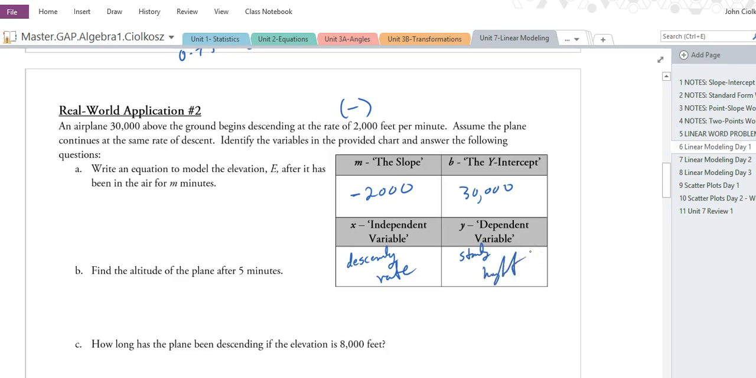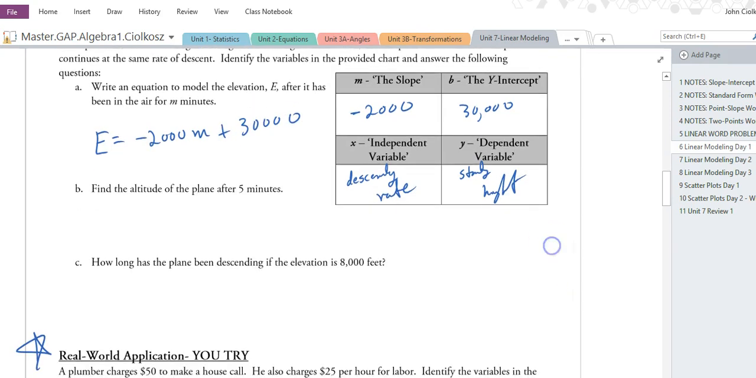So an equation for the elevation, which just means height, after it's been in the air for m minutes. Well, that would be E equals negative 2,000 m plus our initial height of 30,000. Then the altitude, again that elevation after 5 minutes. So I'm plugging in for m. It says m is my minutes. There, you should get 20,000.